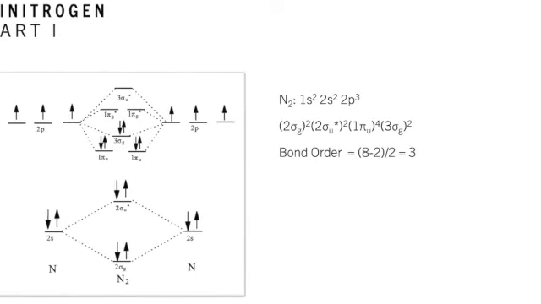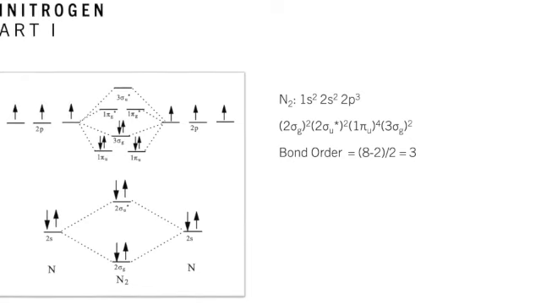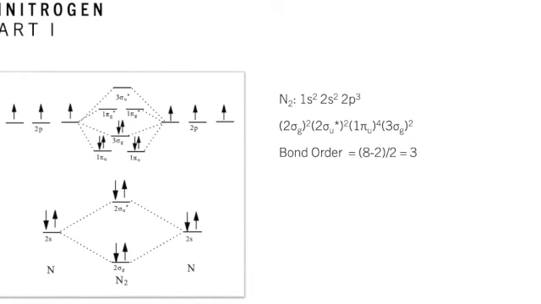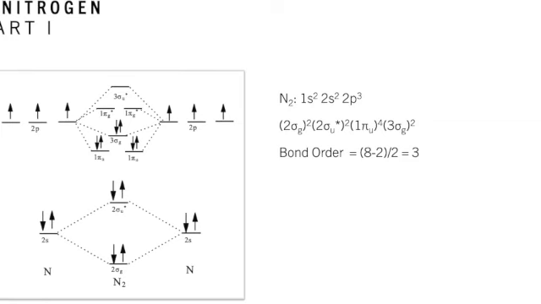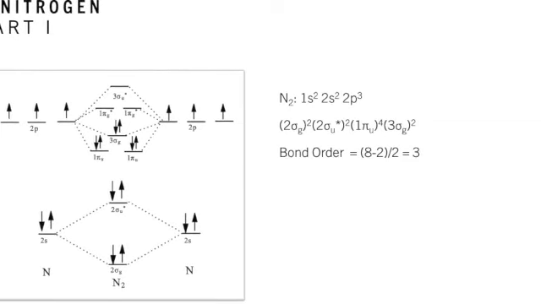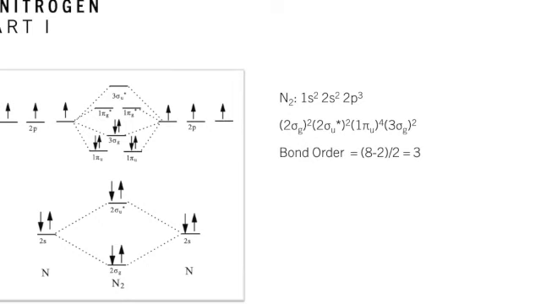So, even though there are 10 electrons, due to the 2σu* orbital acting as an antibonding orbital, we can see from the bond order that it is 3. And as it's 3, we can know that this must be triple bonding.